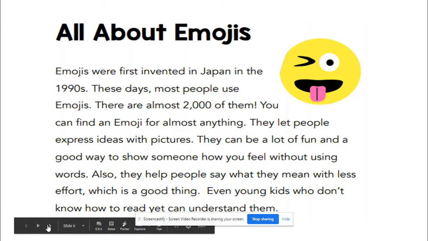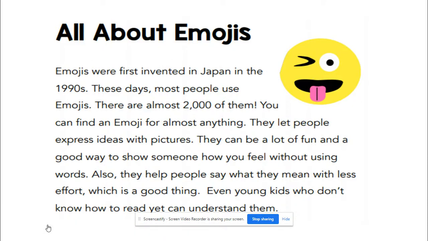I have a passage here. It's a very basic passage. We're going to be looking at it for the next couple of activities. It's called All About Emojis. So I'm going to read the passage out loud, and then there's an exit ticket, a really brief exit ticket, where you're going to practice restating a question about the passage.